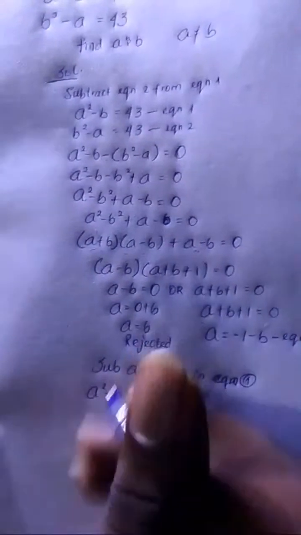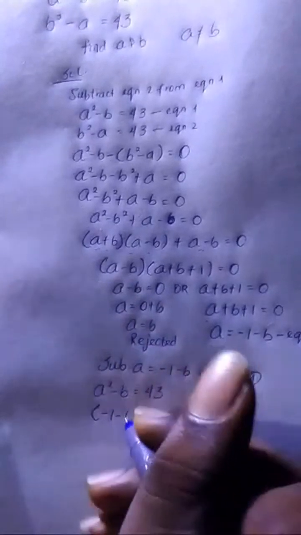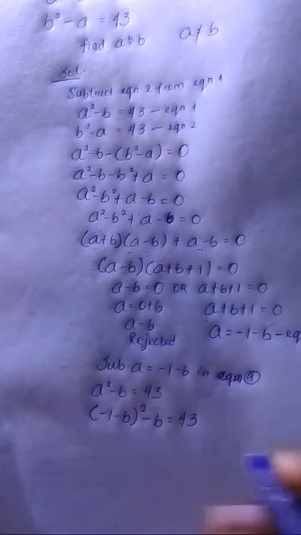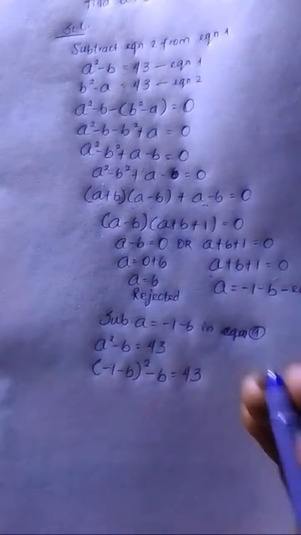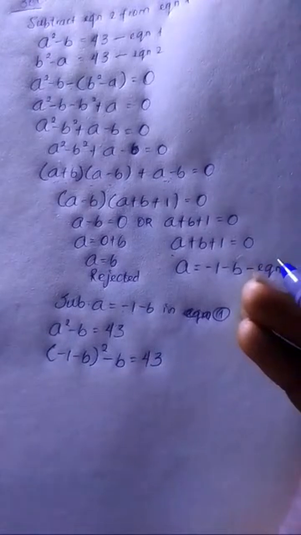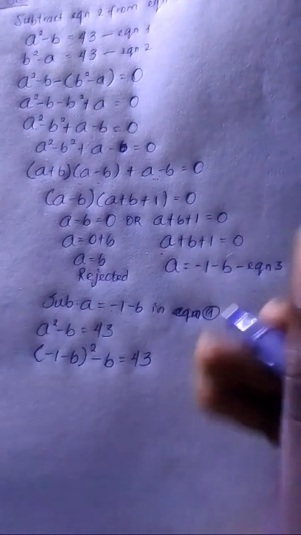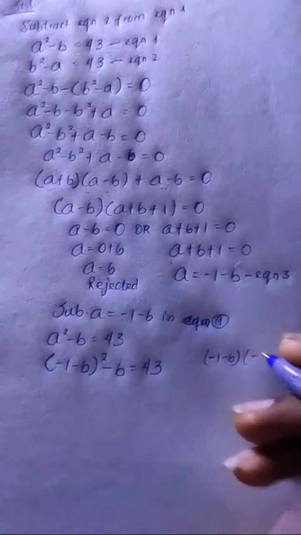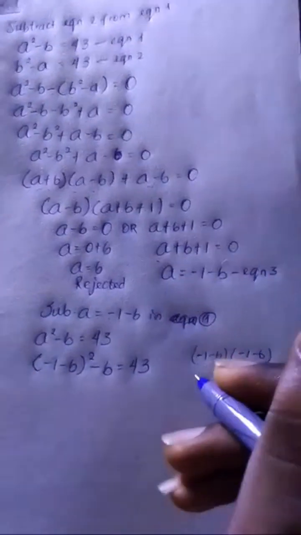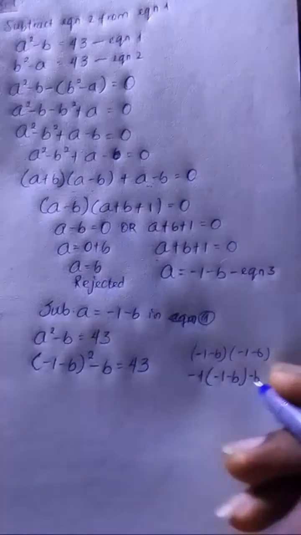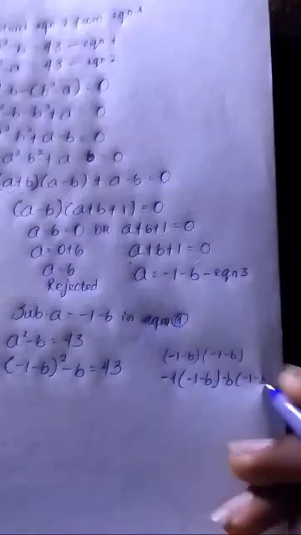So it will now become minus 1 minus b squared minus b equals 43. Right? So that's what it will become. So now what's minus 1 minus b squared? Like what we did here, minus 1 minus b squared, so we do minus 1 minus b times minus 1 minus b, right?